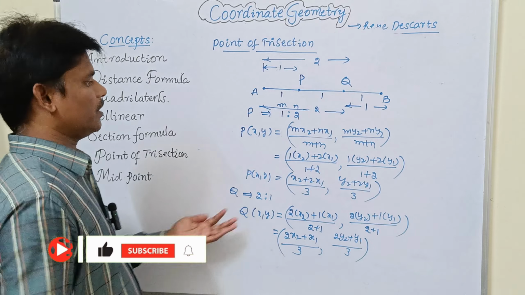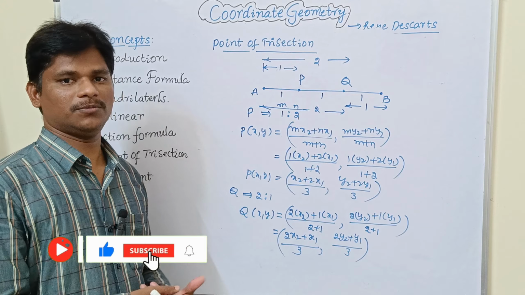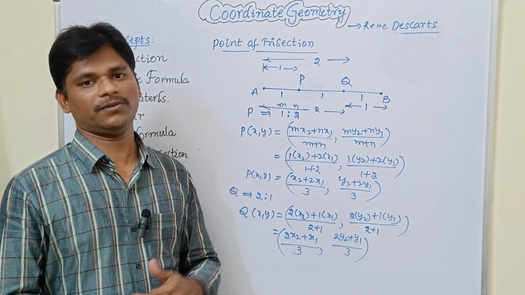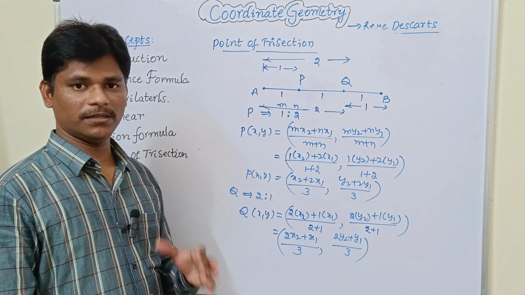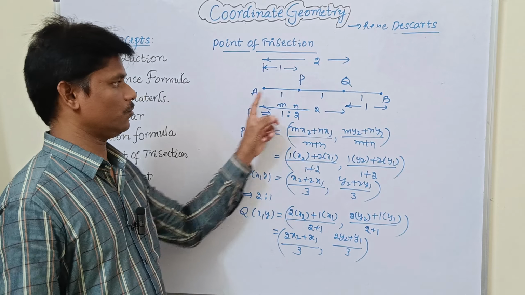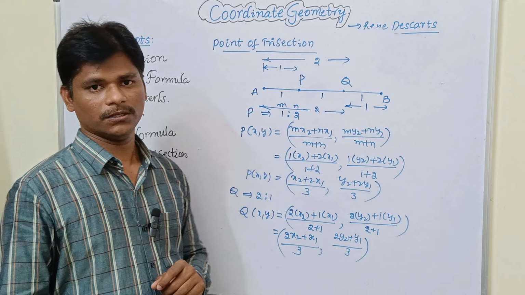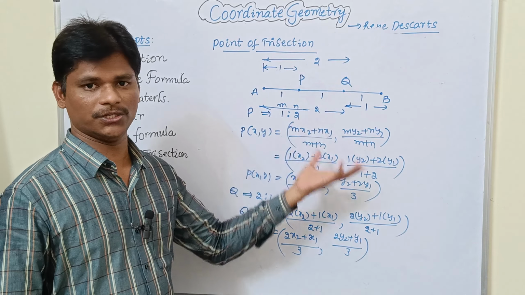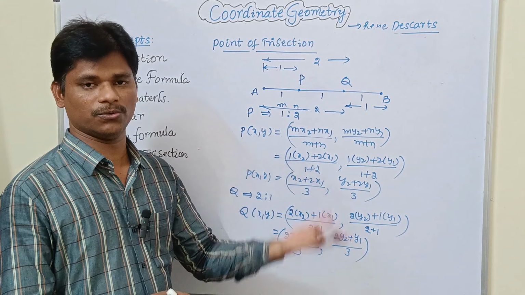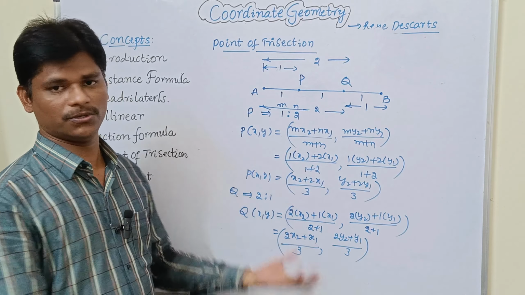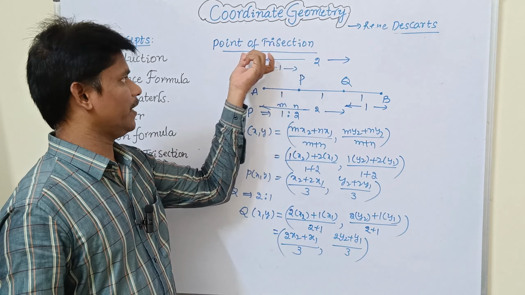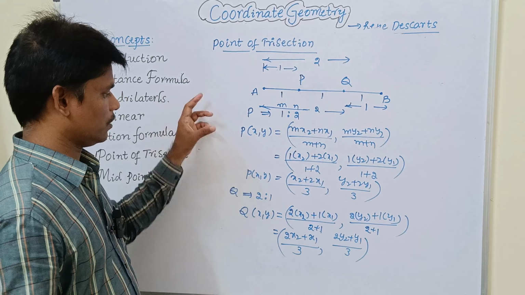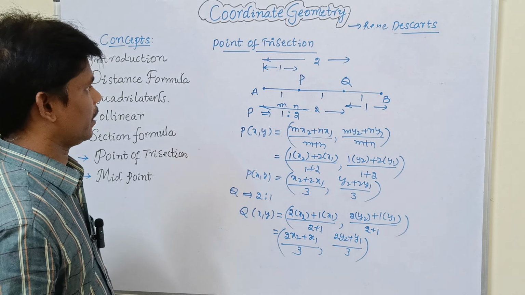So we know that we can directly substitute. Suppose the question mentions the points of trisection: find the points of trisection given 2 points A and B. Then directly substitute the point P which divides in the 1:2 ratio and the point Q in the 2:1 ratio. Then only, directly, you find the points of trisection. Okay, so this is about the point of trisection.